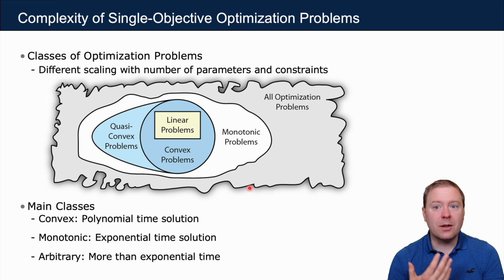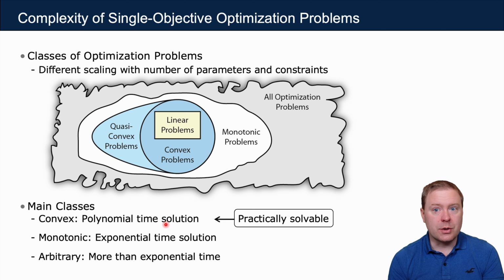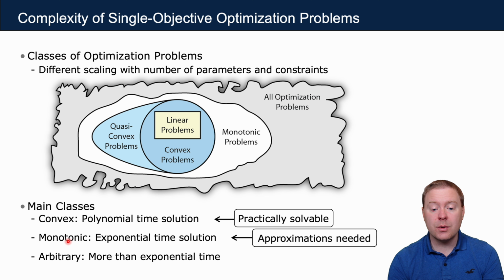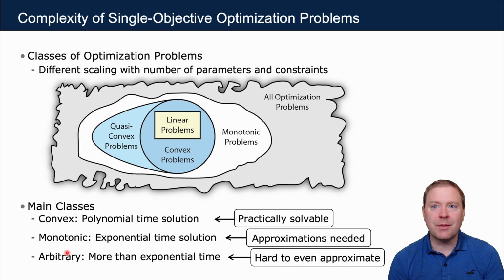So there are three main classes of optimization problems. The convex ones have polynomial time solutions, which makes them practically solvable. We have the monotonic problems, which have exponential time solutions. So we typically need to do approximation in practice in order to solve such problems. And then we have the arbitrary problems, which we can't even solve unless we are making approximations.